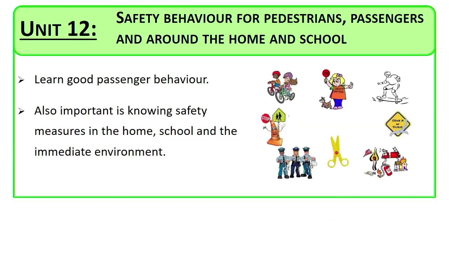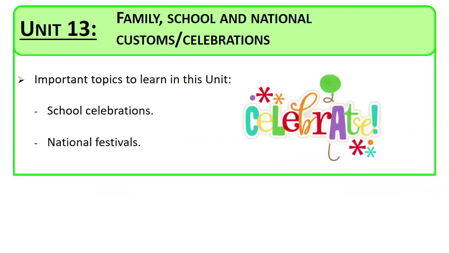Unit 12. Safety behavior for pedestrians, passengers and around the home and school. Learn good passenger behavior. Also important is knowing safety measures in the home, school and immediate environment. Unit 13. Family, school and national customs or celebrations. Important topics to learn in this unit are the school celebrations and national festivals.